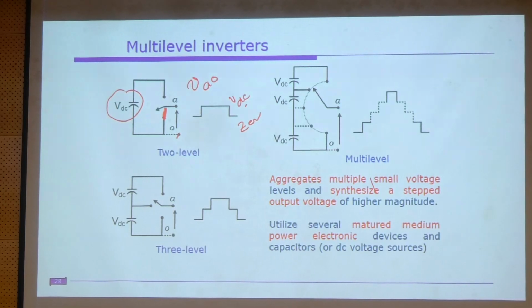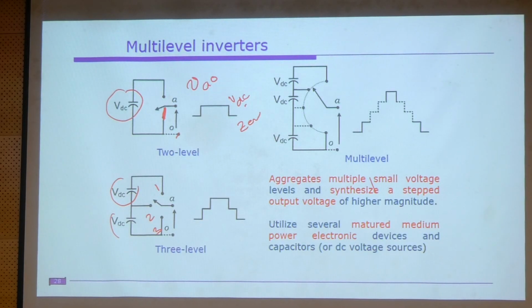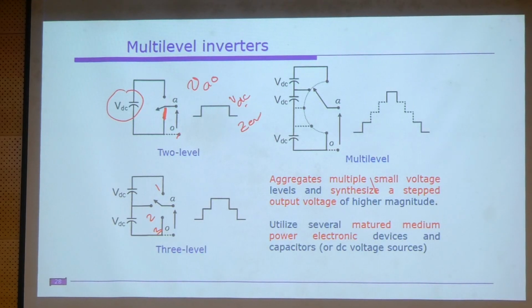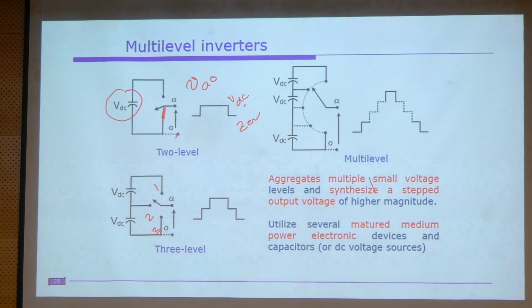Understood. And if you extend this logic to 2 more, or split this DC link, you have 3 points here: 1, 2, 3. If A is connected to 1 and you measure the voltage across A and 0, you will get 2 VDC voltage. If A is connected to point 2, you will get VDC voltage, and if A is connected to point 3, you will get 0 voltage. So you will get 3 levels: 2 VDC, VDC and 0.